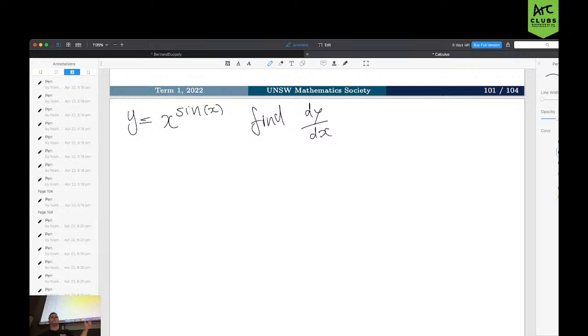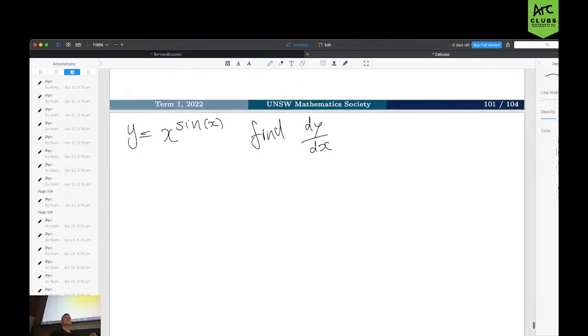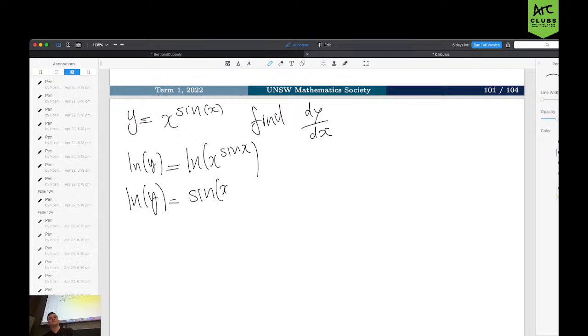So, if you have functions of x on the power, one thing that you can look into is logarithmic differentiation. So we're going to log both sides and then differentiate and then find a way to manufacture dy on dx. So what we're going to say is ln of y is equal to ln of x to the sine x. That becomes ln of y equal to sine x ln of x, right? Because with logs you can bring powers to the front.